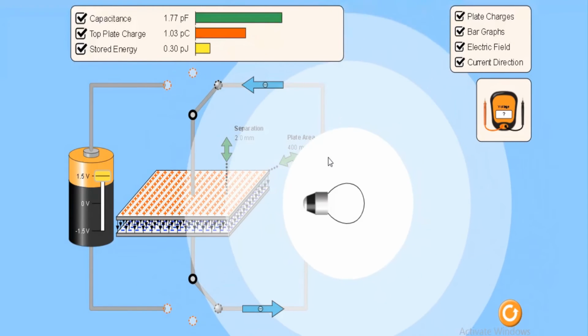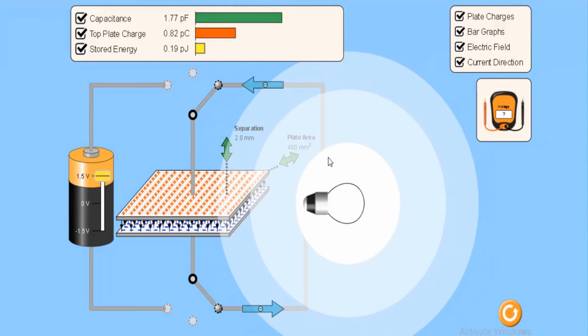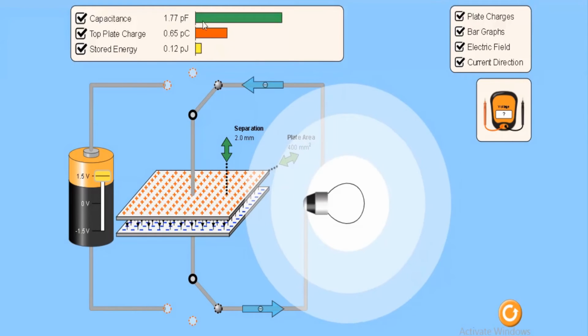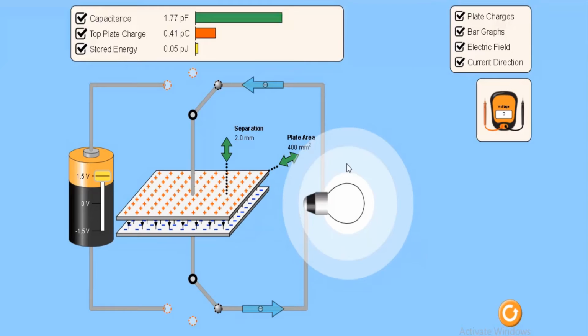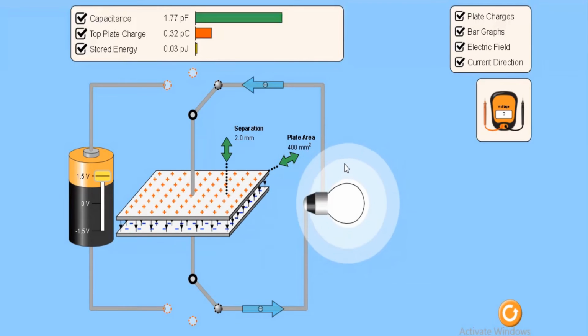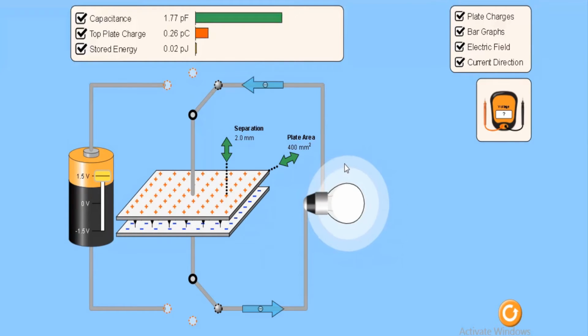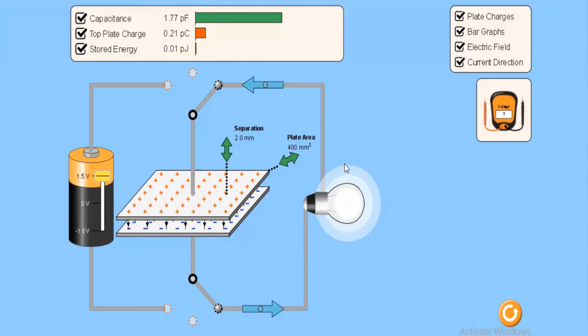And nung kinonect natin siya sa bulb, bumababa lahat, except of the capacitance. Bumababa yung plate charges, nababawasan yung plate charges kasi napunta yon sa output, sa light output, and bumababa rin yung stored energy kasi nauubos yung energy na na-store kasi nilabas yon through light.